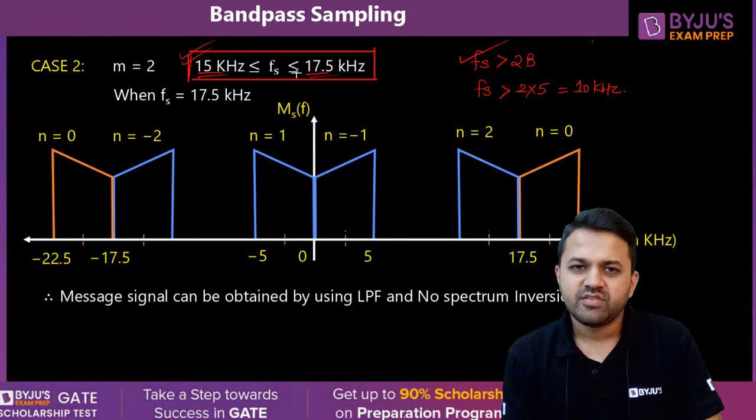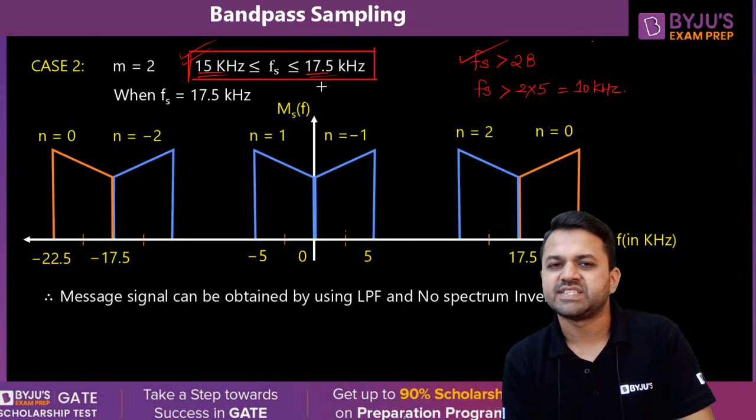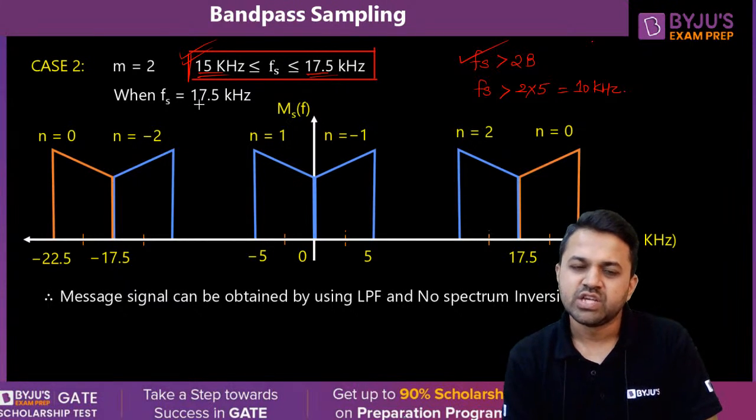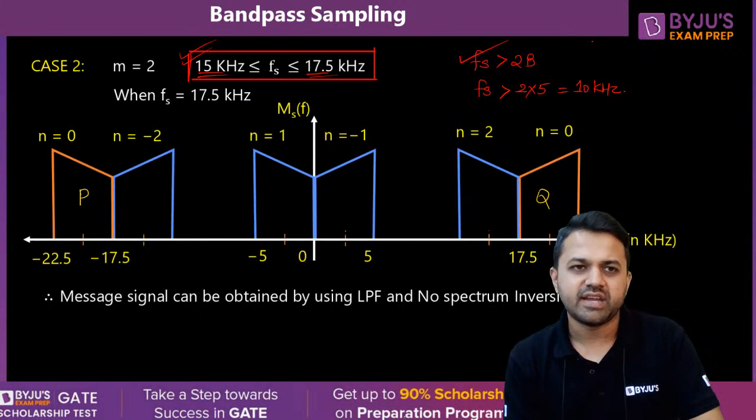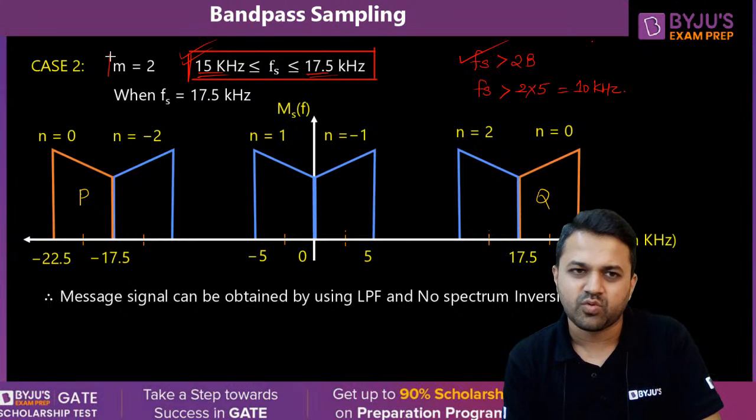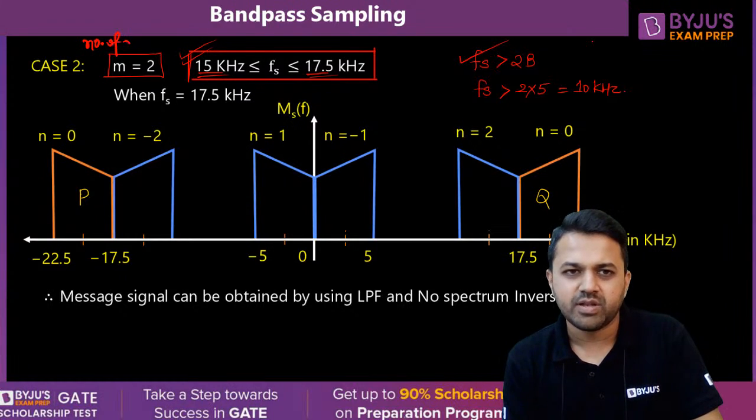Okay, so now in this case again I am taking the maximum frequency first, which is 17.5. If I take 17.5, then this is our original spectrum, which is P and Q, and this is its replica, because m is equal to 2. Because m is equal to 2, the number of replicas will be 2.